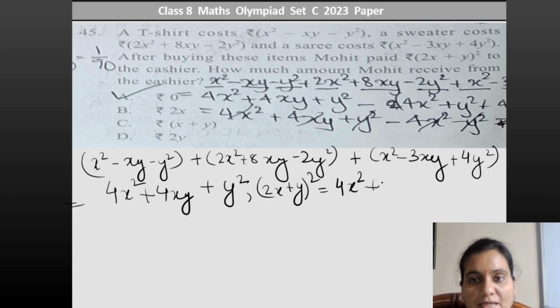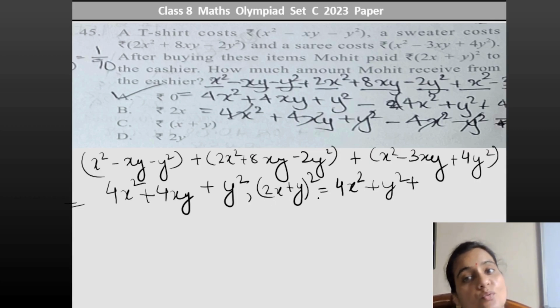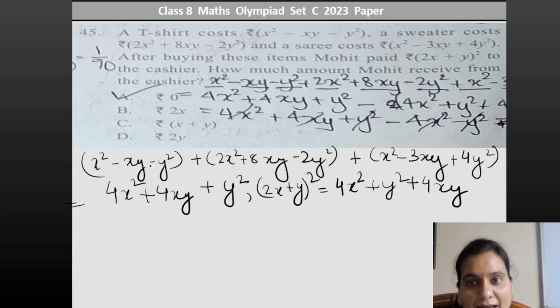So 4x square plus y square plus 2 into 2xy. So 2 into 2x means 4x, 4xy. So plus 4xy. So if you see, what he has paid to the cashier is exactly the same as the total amount of all these t-shirt and sweater and sari. So if you try to subtract both of them, your end result will be 0.